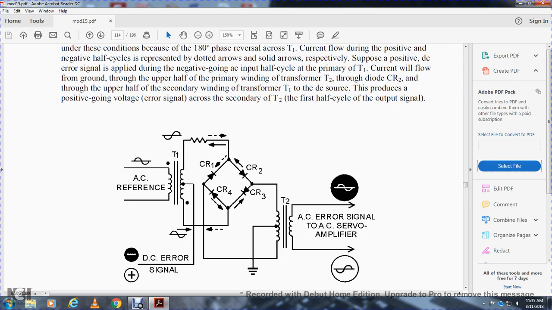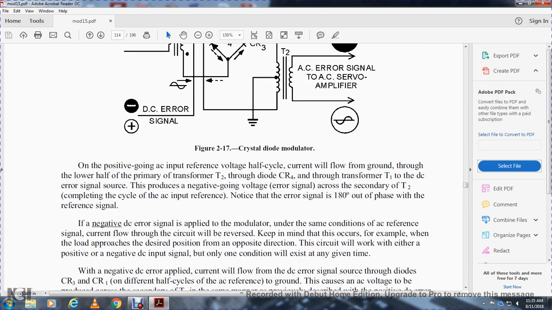The reference from transformer 1 has an iron core with a center tap for the DC error signal, positive and negative, and the control rectifier circuit with a resistor going from transformer 1 to the control rectifier circuit and the four control rectifier diodes. Between the control rectifiers and connected to the four-diode circuit is a second tapped transformer, the center-tapped transformer, which supplies the AC error signal to the AC servo amplifier.